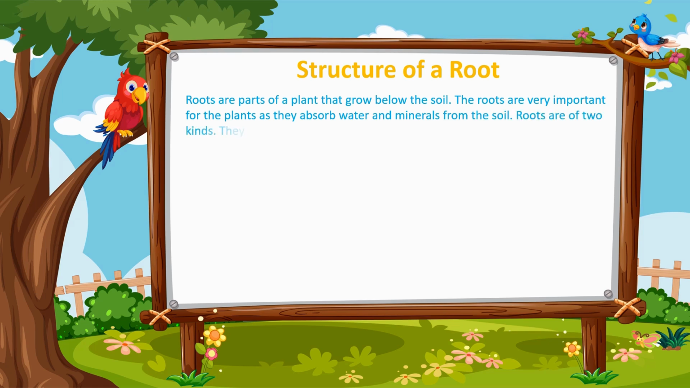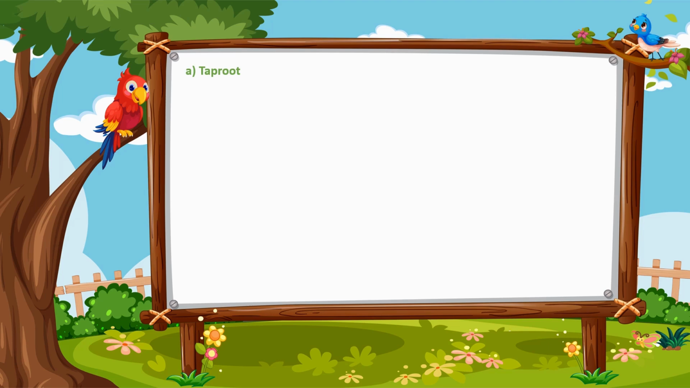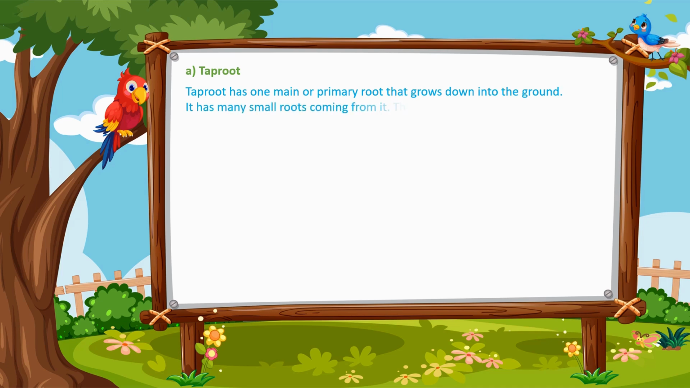Roots are of two kinds. They are A. Taproot. B. Fibrous root. A. Taproot. Taproot has one main or primary root that grows down into the ground. It has many small roots coming from it.